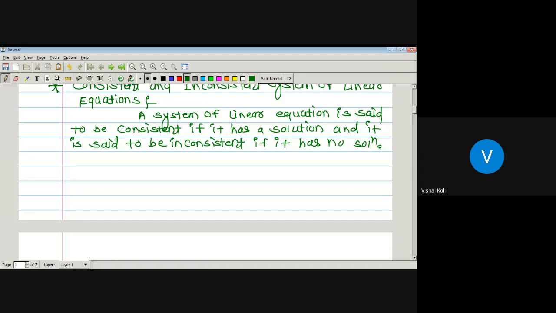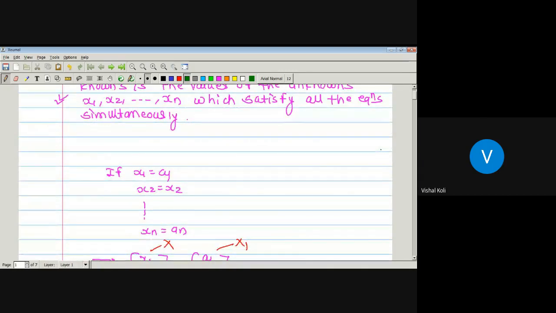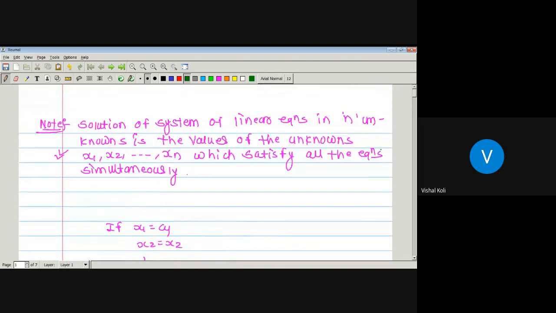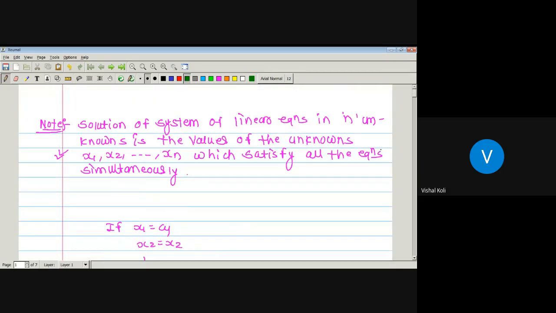So this is nothing but the consistent system of linear equations and the inconsistent system of linear equations. If our given system of linear equations has a solution, then it is said to be consistent, otherwise it is inconsistent. As we have a system of m linear equations and n variables, it is possible that we don't get any values of x1, x2, up to xn which satisfy all the given linear equations. In that case we say that our given system of linear equations is inconsistent, and if we get the values of x1, x2, up to xn which satisfy all the equations simultaneously, then the given system will be consistent.